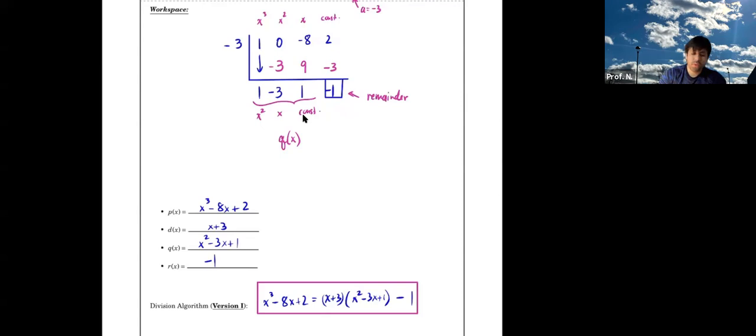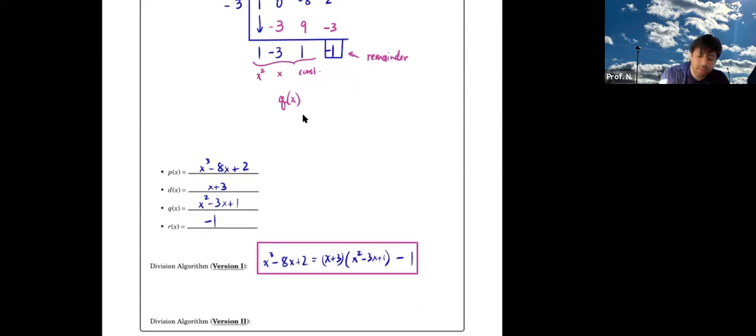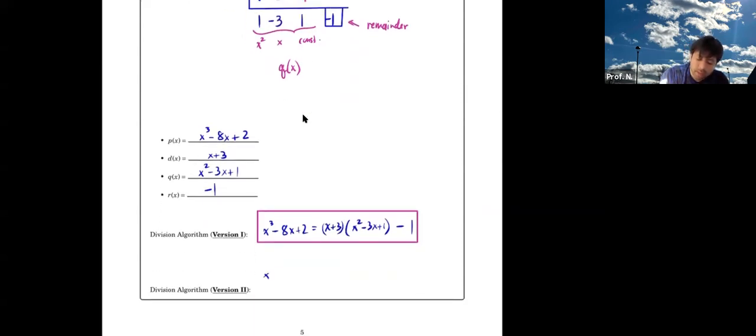So that's the first version of my division algorithm. And then the second one is what? x cubed minus 8x plus 2, you divide this by x plus 3. And the result is x squared minus 3x plus 1 minus 1 over x plus 3. And that's the other way.